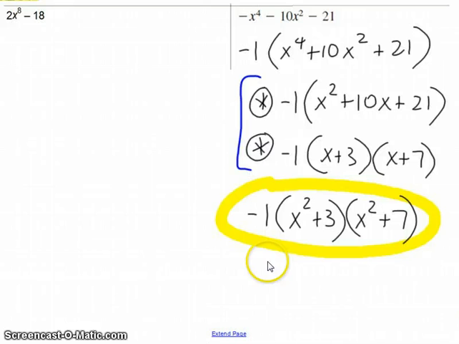Okay, that's all there is for the factoring side of the page. I'm going to have to make a separate video, it looks like, about the solving side of the page.